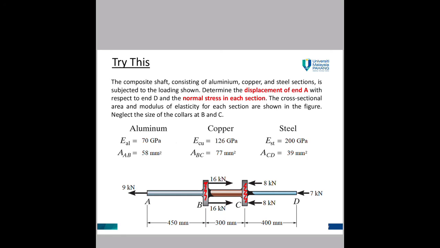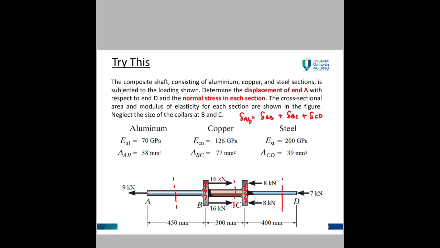Composite shaft means it is made from different materials. AB is aluminium, BC is copper, CD is steel. The E modulus of elasticity and area is given. Cut between AB, cut between BC and cut between CD. Here the question doesn't have any support, so you can cut from A, or you can cut from D, or you can mix up. You need to calculate the displacement at A. So the displacement at A with respect to D is equal to displacement AB plus displacement BC plus displacement CD.